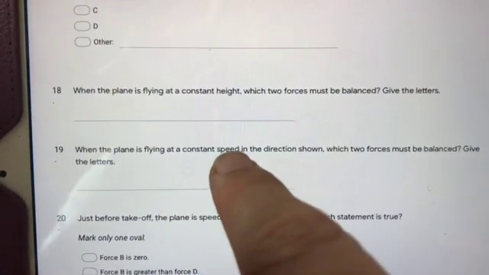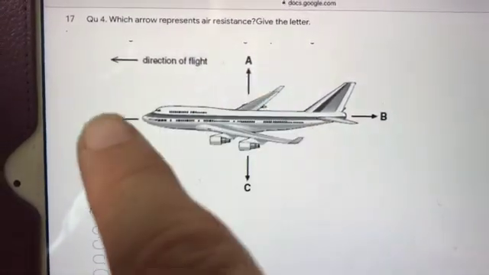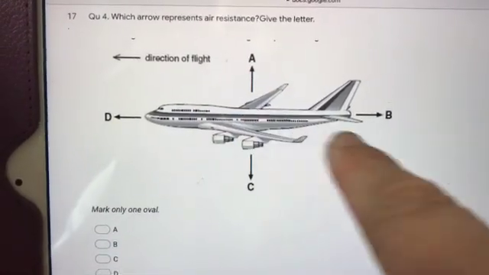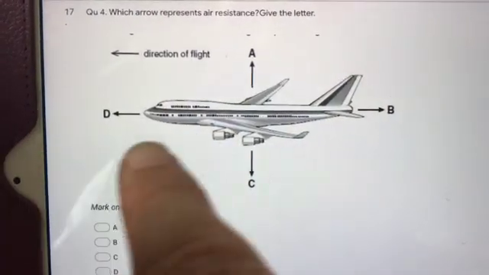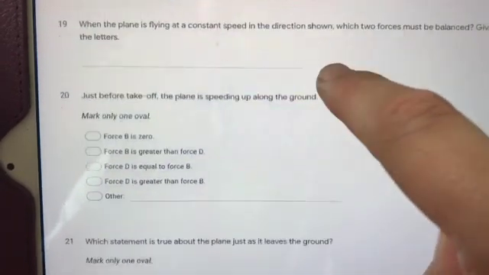Now they say it's going at a constant speed in the direction shown. So that's the direction, so it's going at a constant speed. It's not speeding up, it's not slowing down, so those two forces must be balanced. So for this next question, it's D and B.